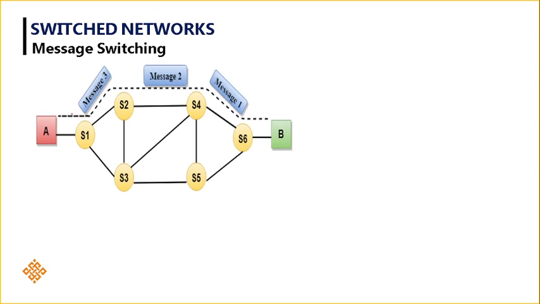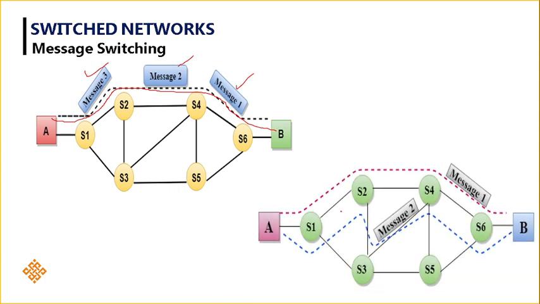In this diagram you can see three messages, message 1, message 2 and message 3, moving in this direction from node A to node B. All the messages are moving in the same direction. Message 1 is moving through switch 1, switch 2, switch 4, switch 6 and the destination, and message 2 is moving through switch 1, then changing to switch 3, switch 4, switch 6 and the destination. Some other message may move in some other direction. It is left to the protocol to identify the best switch and then forward the data in that particular route. Now let us see the important thing, how to calculate the delay in message switching.